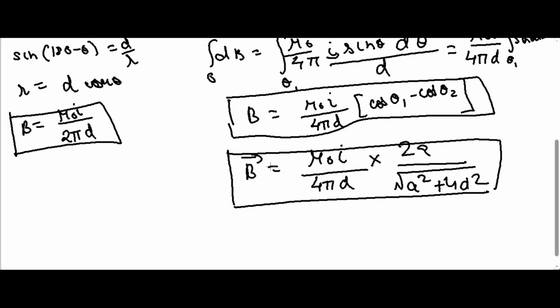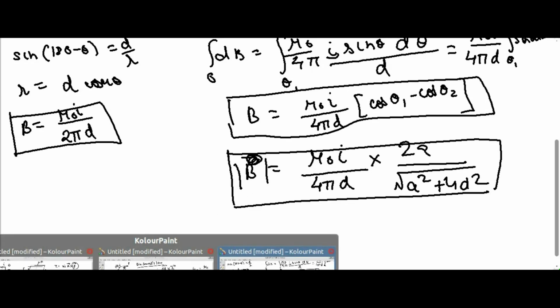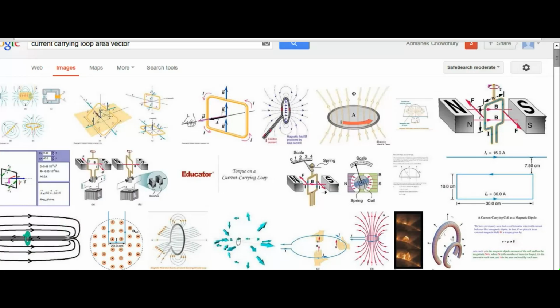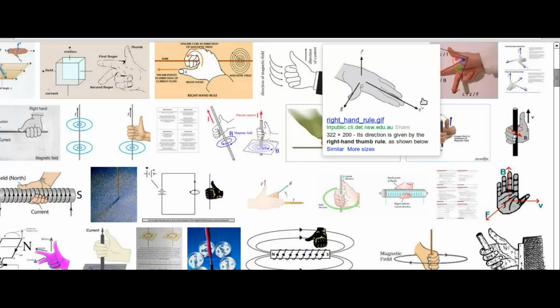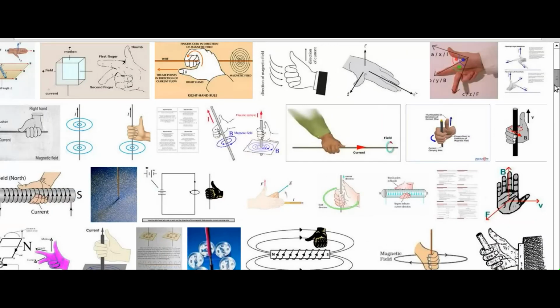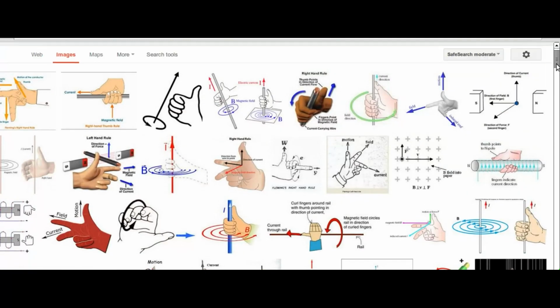Next important thing worth discussing: we have found the magnitude of B. What is the direction of B? Again, to find the direction of B, I did some Google search, and here we have to use the right hand thumb rule.